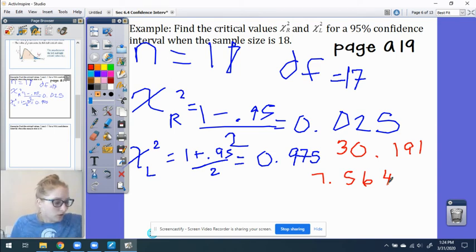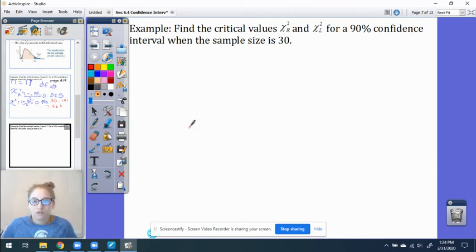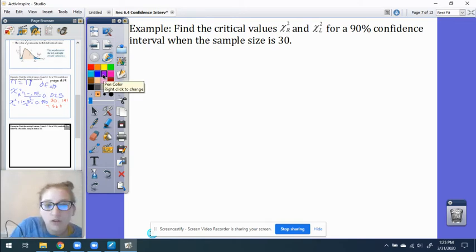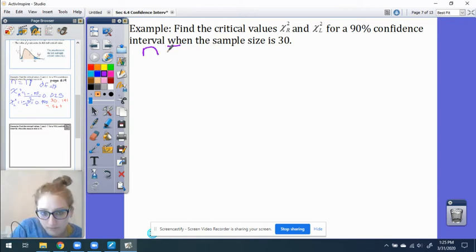All right, so let's do another one, and I actually want you to pause the video and try this one. Okay, so hopefully you have tried this question. All right, so first I want you to notice that your sample size is 30, which is telling me that n is 30. And that means my degrees of freedom is 29.